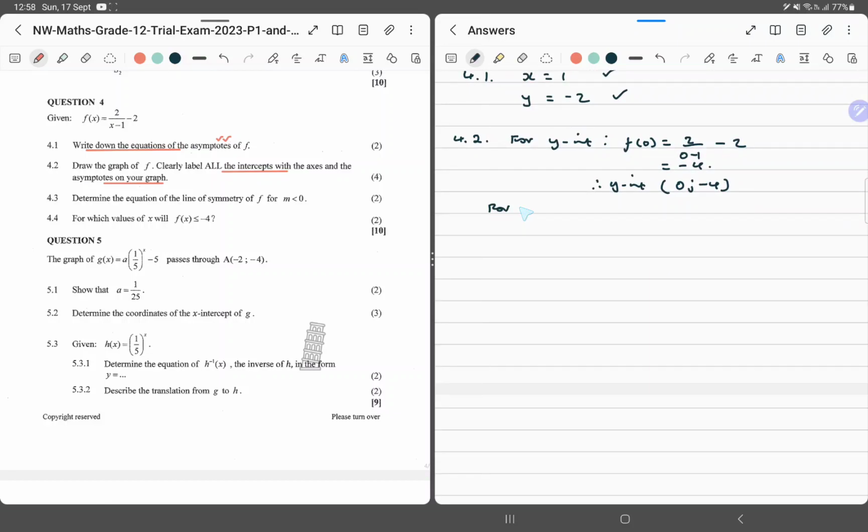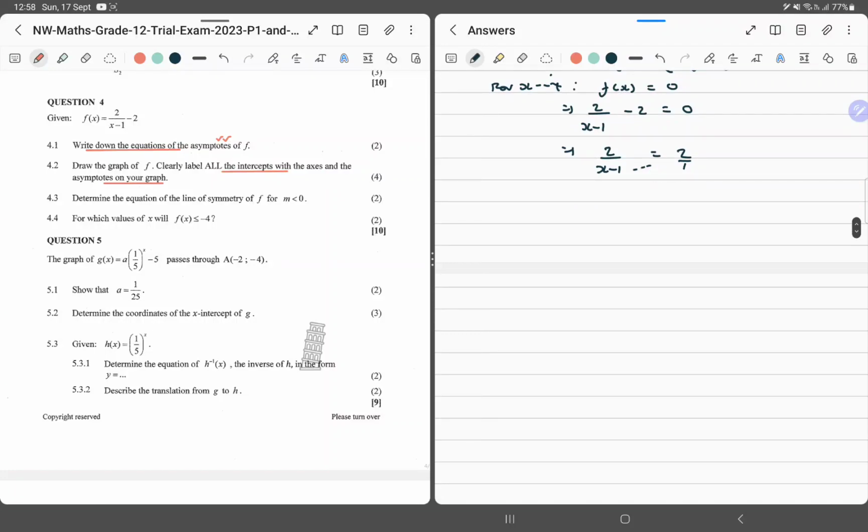And then again, for x-intercept, it is such that we have f of x equal to 0, which implies that 2 over x minus 1 minus 2 is equal to 0. This implies that 2 over x minus 1 is equal to 2 over 1. We transpose that 2 and then we cross multiply.